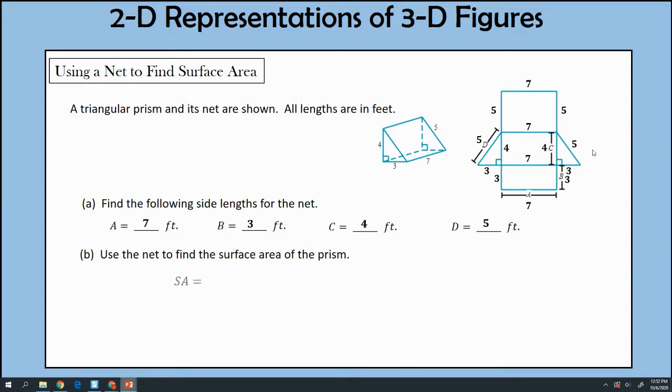So I'm going to do it like I did the last one here, right? First, I'll find the triangles. Here's my 2 triangles. They both have a base of 3 and a height of 4. So 1/2 base times height, and double it because I got 2 of them. And then start doing rectangles.